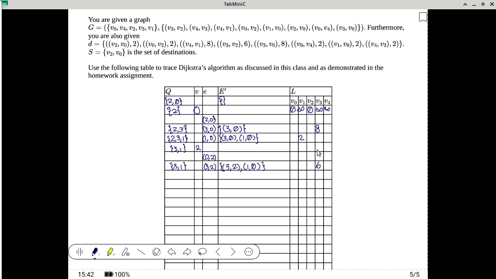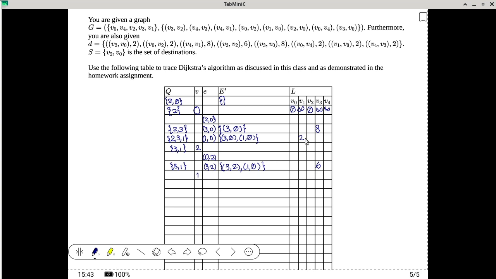All right. So that concludes the for each loop at the end of the body of the while loop. We go back to the beginning of the while loop. It says, okay, Q is not empty. We're not done. And now we have vertex 3 versus vertex 1. Which one should I choose? Vertex 3 now has an L value of 6. Vertex 1 has an L value of 2, so we choose the one that has the smallest L value, which is V1 in this case.